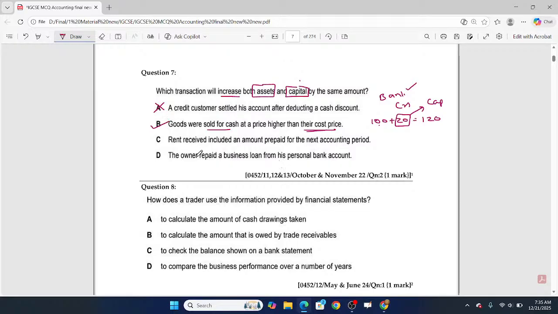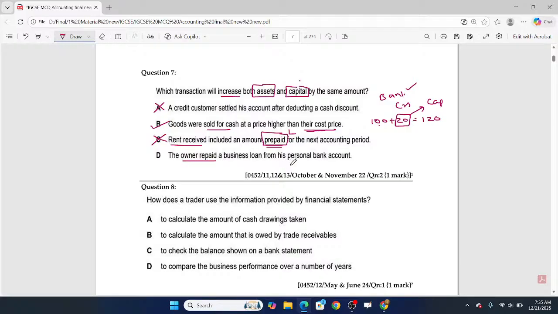And you will just go and check the next two choices we have been given. Rent received included an amount prepaid for the next accounting period. Prepaid, no way it is connected with the capital, right? If I receive the money in advance, then it's my liability, not the capital. Not the correct answer.